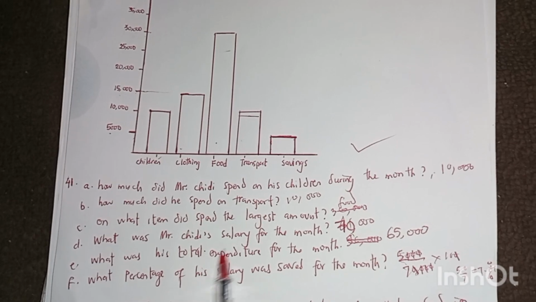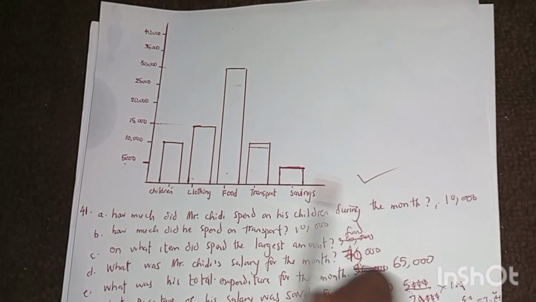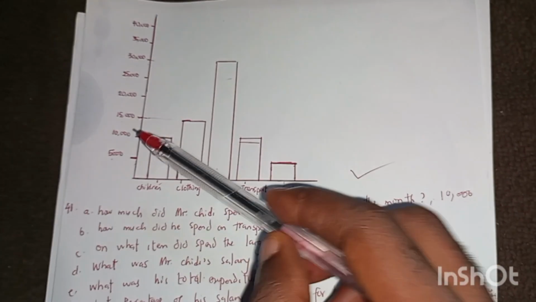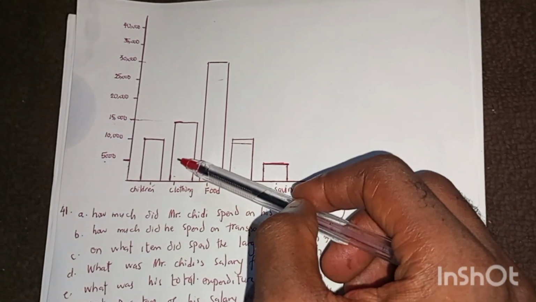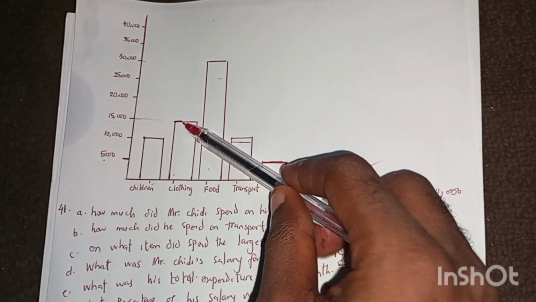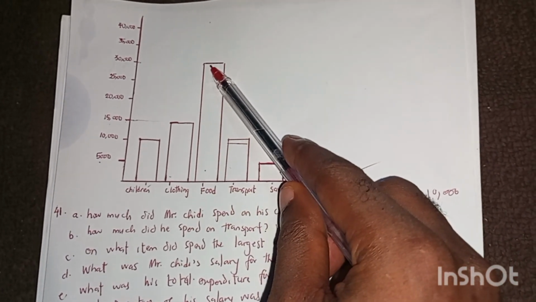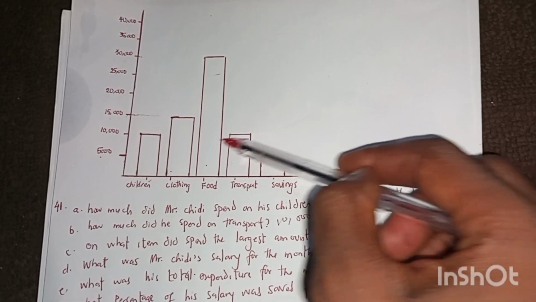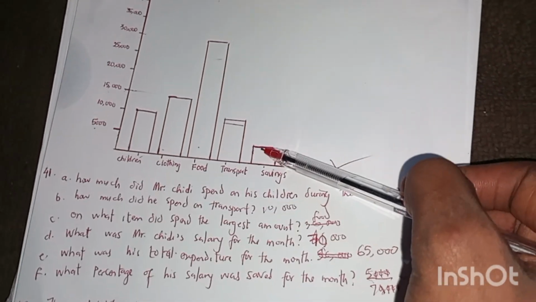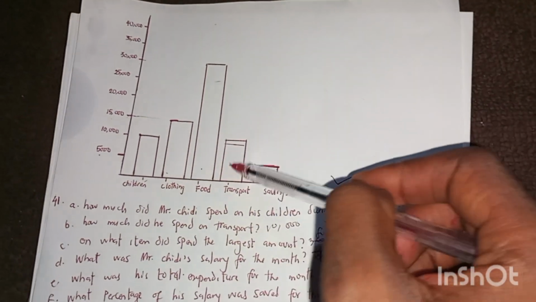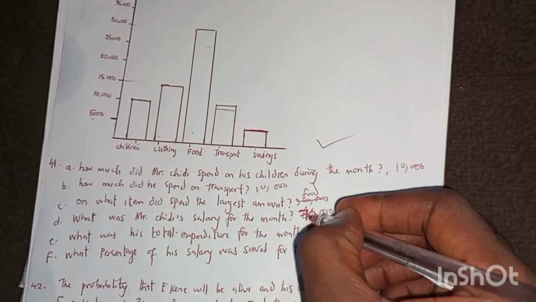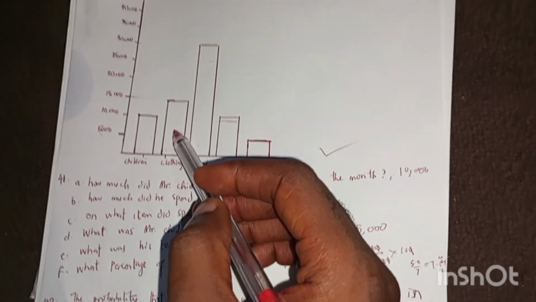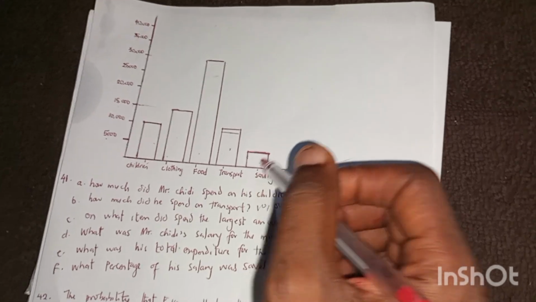And then it says, what was Mr. Chidi's salary for the entire month? For the whole month, how much did he earn as salary? Let's calculate all of these. He spent 10,000 on children, 15,000 on clothing, 30,000 on food, then 10,000 on transport, and then he saved 5,000. If you add up all of these items, that's about 70,000 naira. 10,000 plus 15, that's 25, plus 30, that's 55, plus 10, that's 65, and then plus 5, that's 70,000.